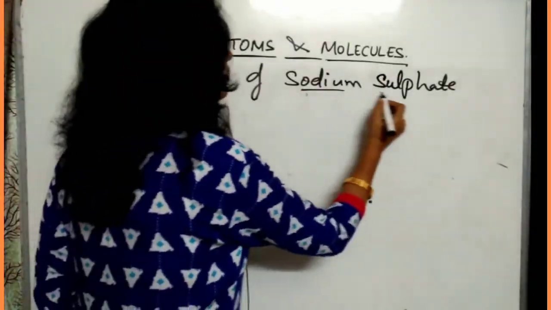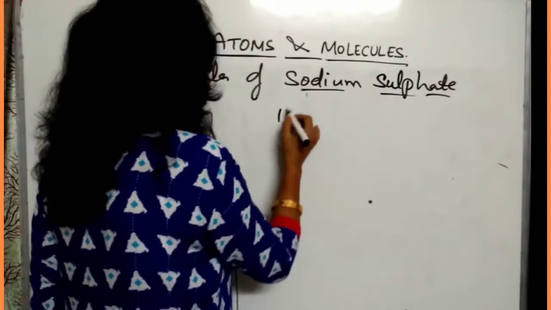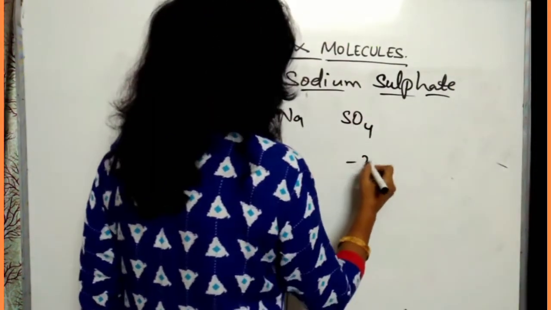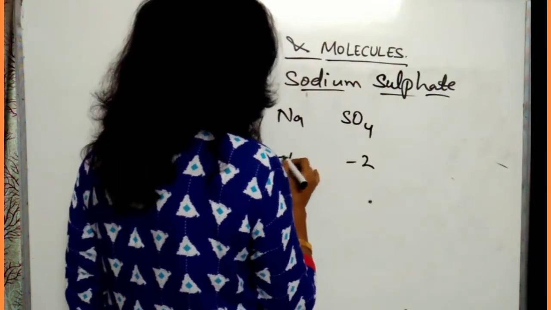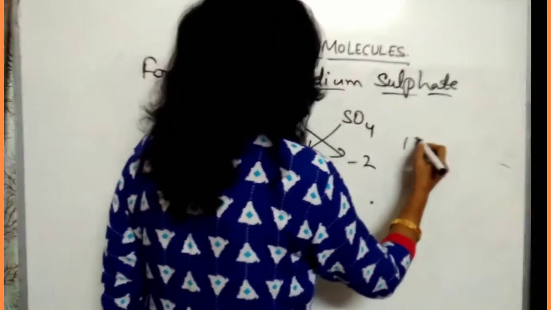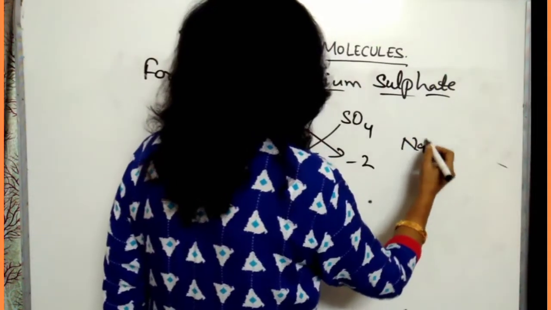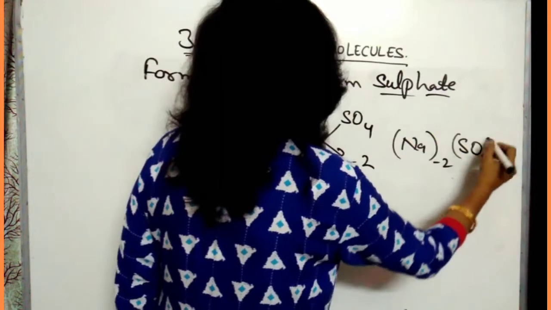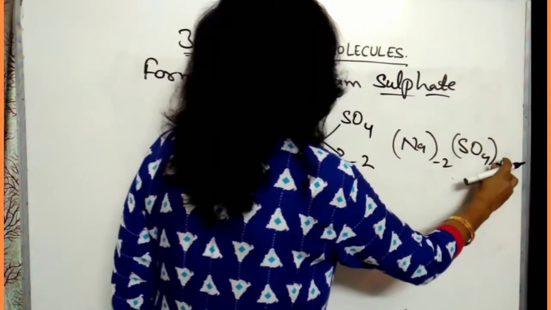Now, sodium sulfate you can write. Sodium is Na and sulfate is SO4. Valency -2, and the other valency +1. Now cross over the valencies. What will you write? Na with -2 and SO4 with +1.